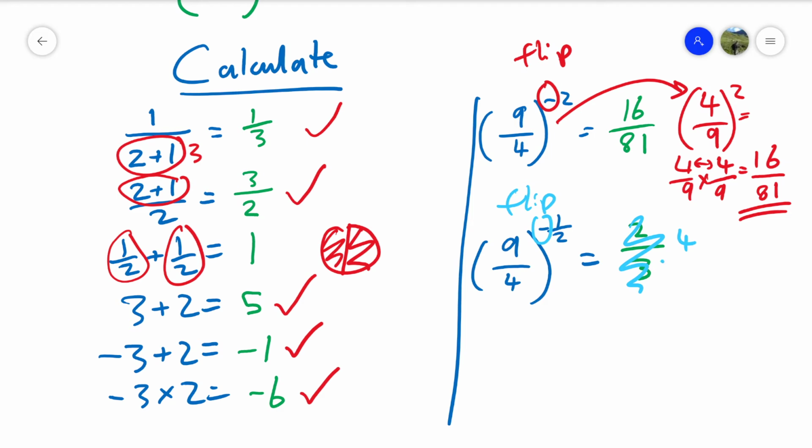Just get rid of the answer briefly so we can talk about it more easily, so I don't get stuck for space like I did with the other one. What does half mean? Half means square root. Well, square root of 4 is 2, square root of 9 is 3.